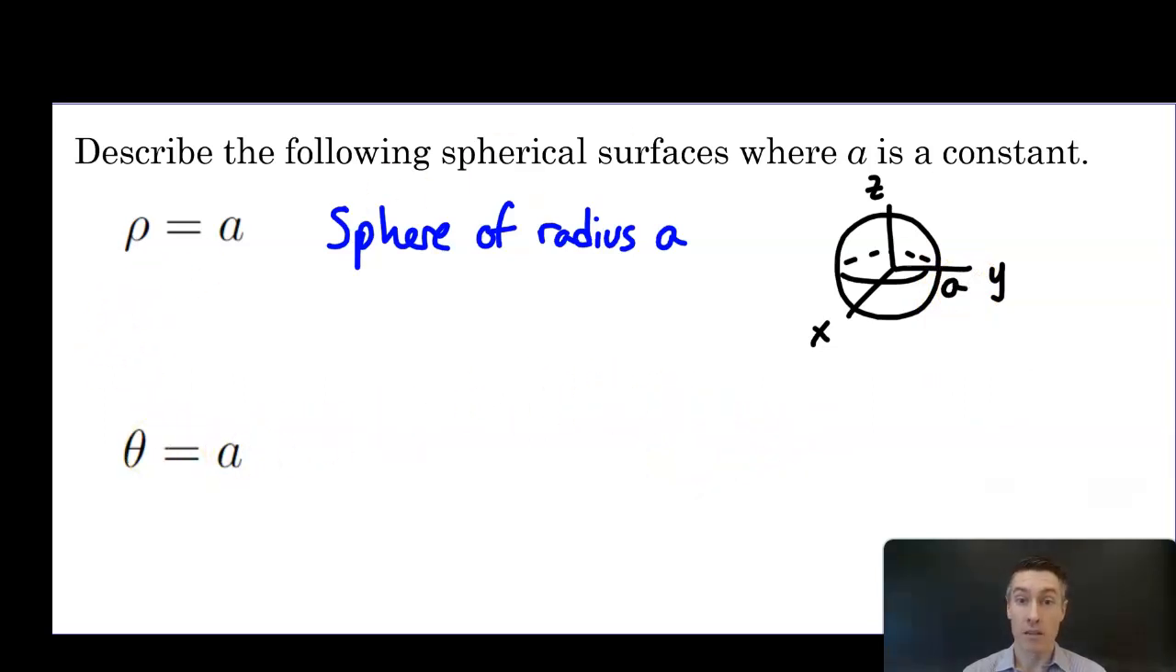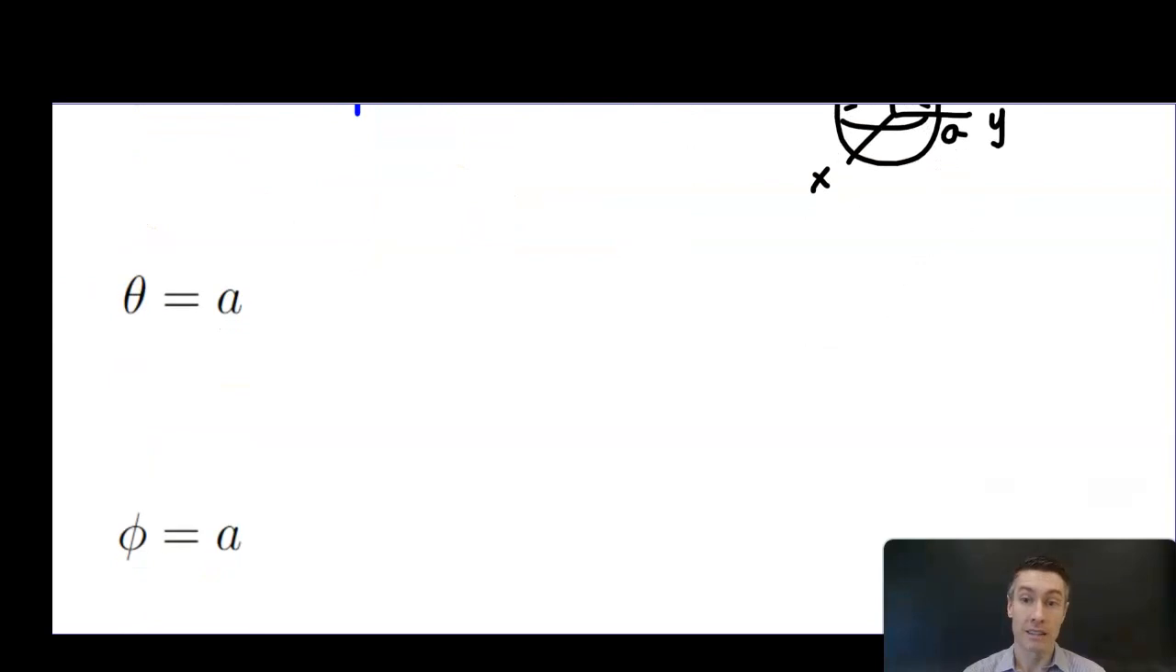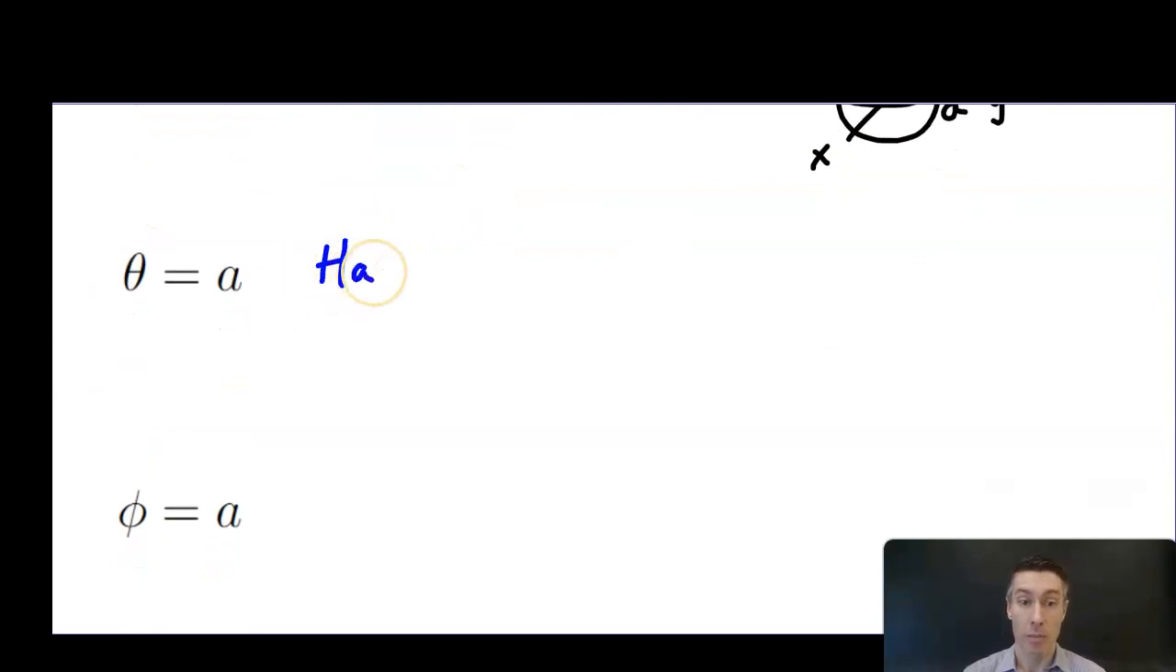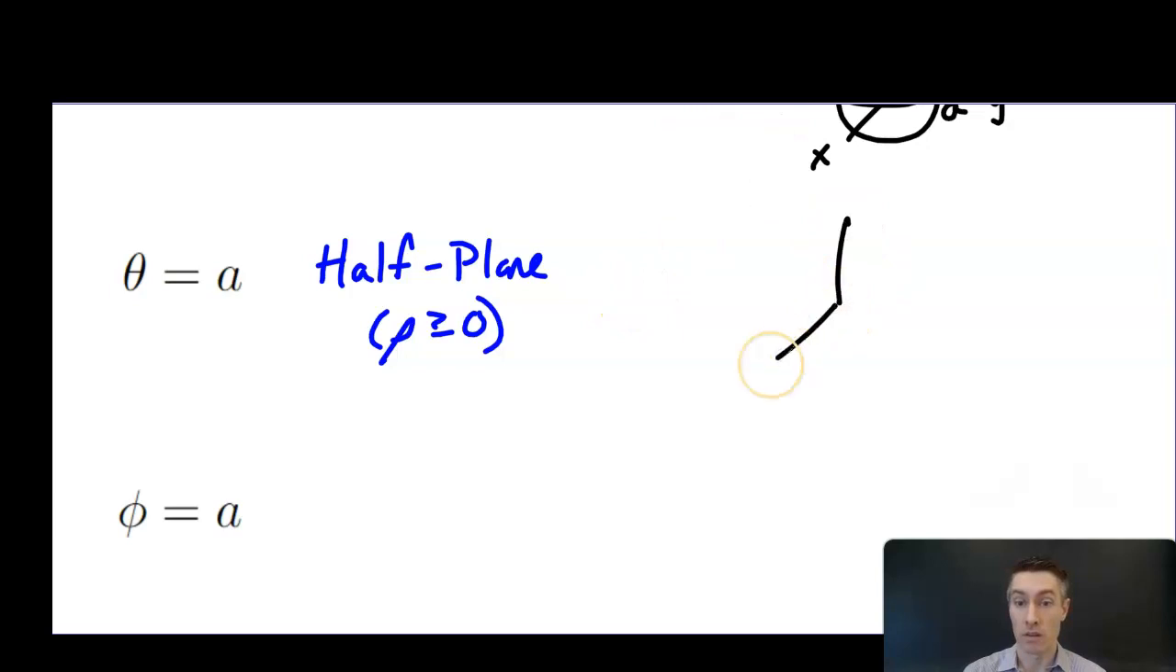Theta equals a. This stays the same since it's the same theta, so this is a half plane still. And now because rho has to be greater than or equal to 0, we can draw that same sketch of a half plane here, where that is the angle theta.